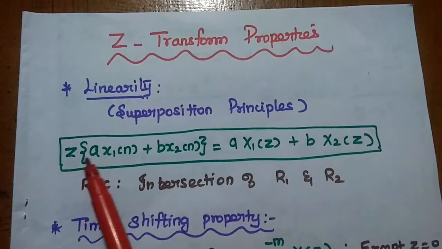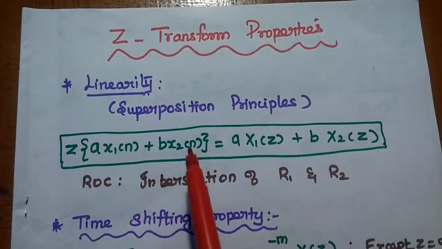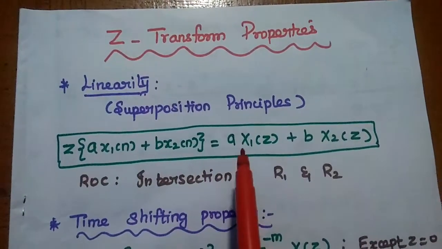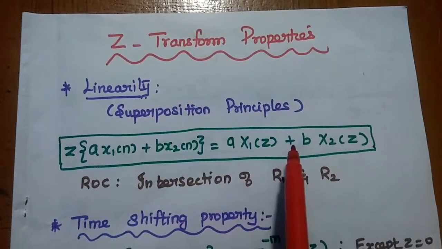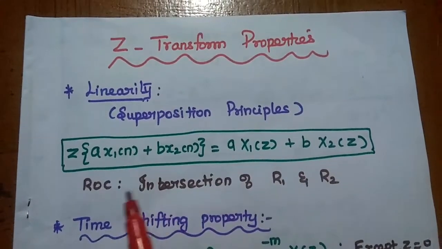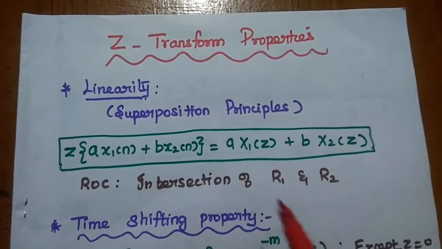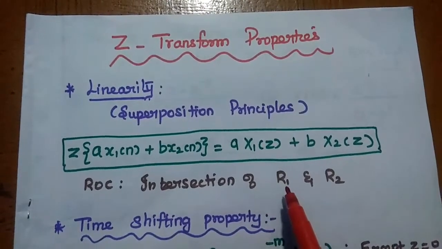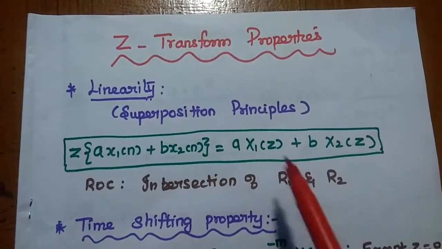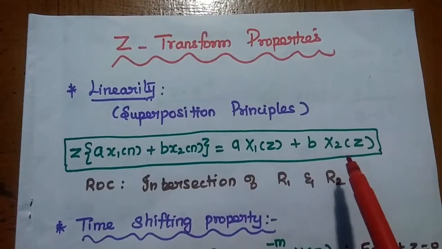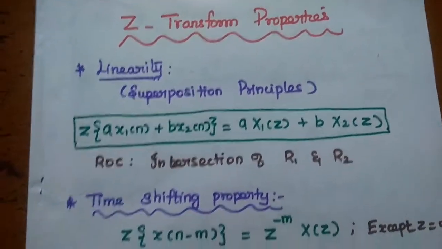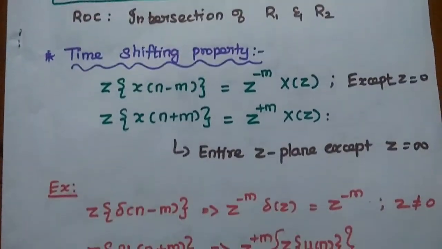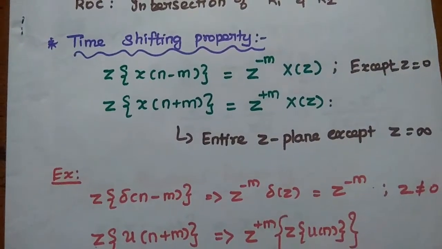So here, the Z transform of A x1 of n plus B x2 of n is equal to A X1 of Z plus B X2 of Z. So its ROC is in between the region of X1 of Z and the region of X2 of Z. Okay. So the second property is the time shifting property.